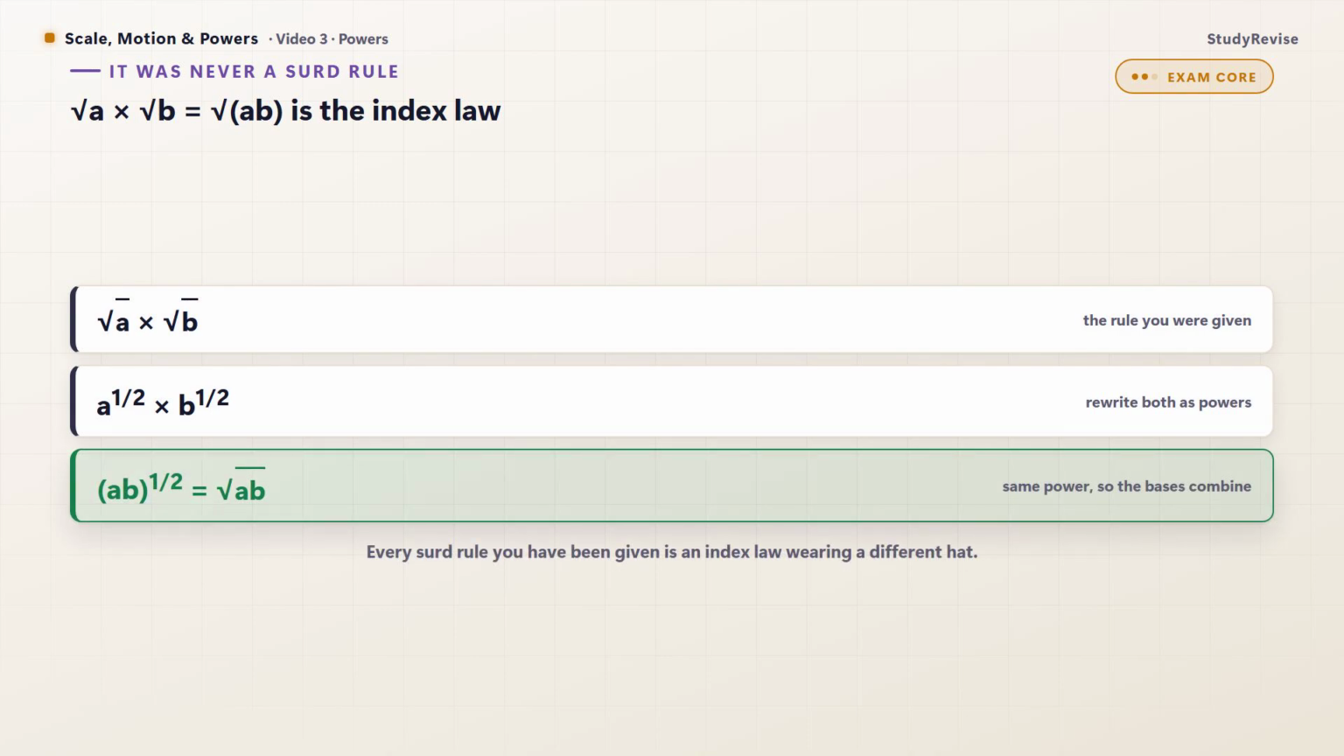That is not a definition I am asking you to accept. It is forced by the law, and it means every Surd rule you have ever been given is just an index law in disguise. Root a times root b equals root ab. That is a to the half times b to the half. Same power, so you can combine the bases. It was never a Surd rule. It was the index law.